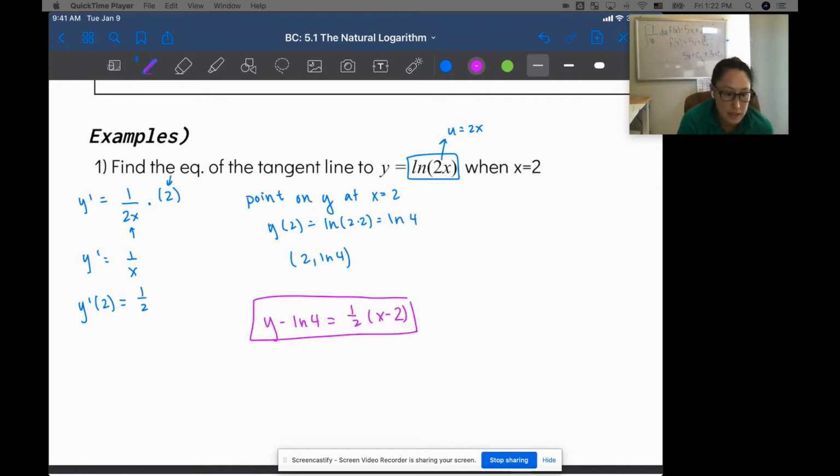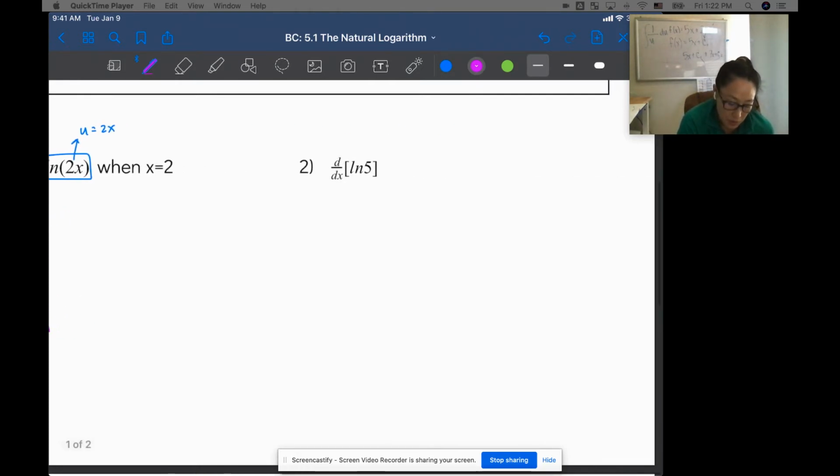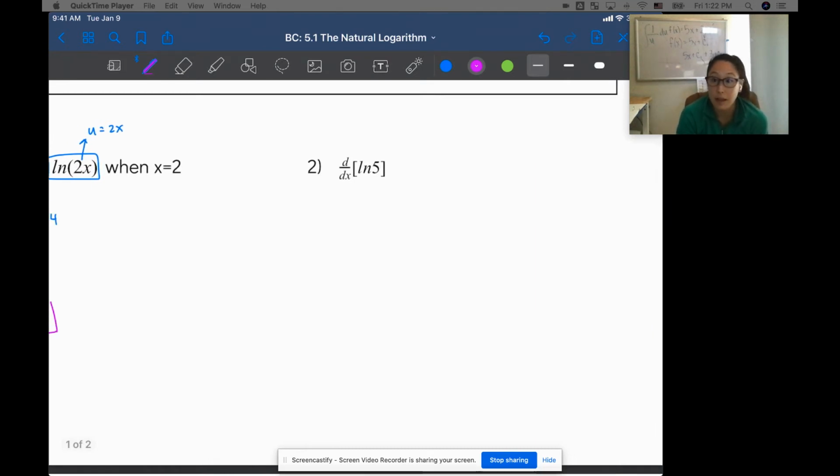All right, number 2. All right, the derivative of ln 5. Guess what? ln 5 is a constant. What's the derivative of a constant? 0.